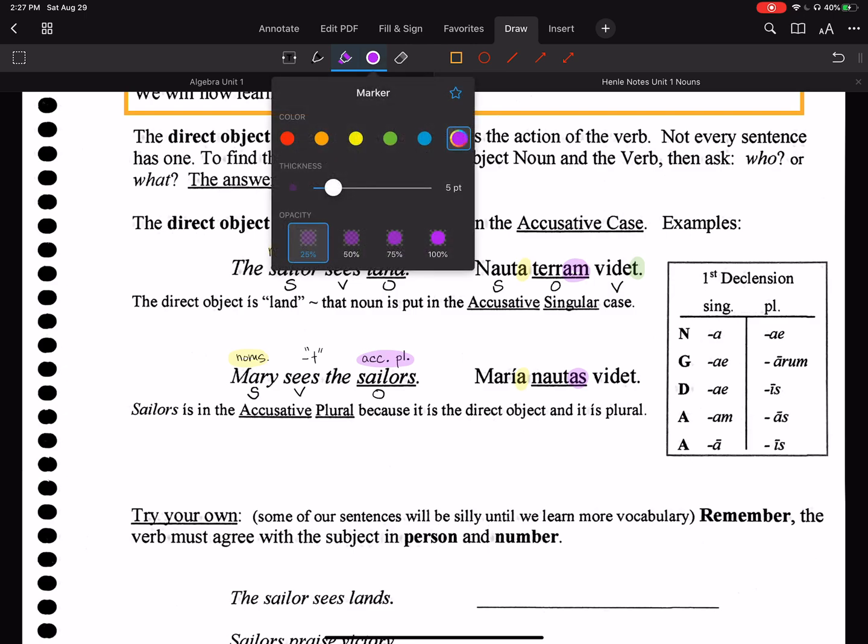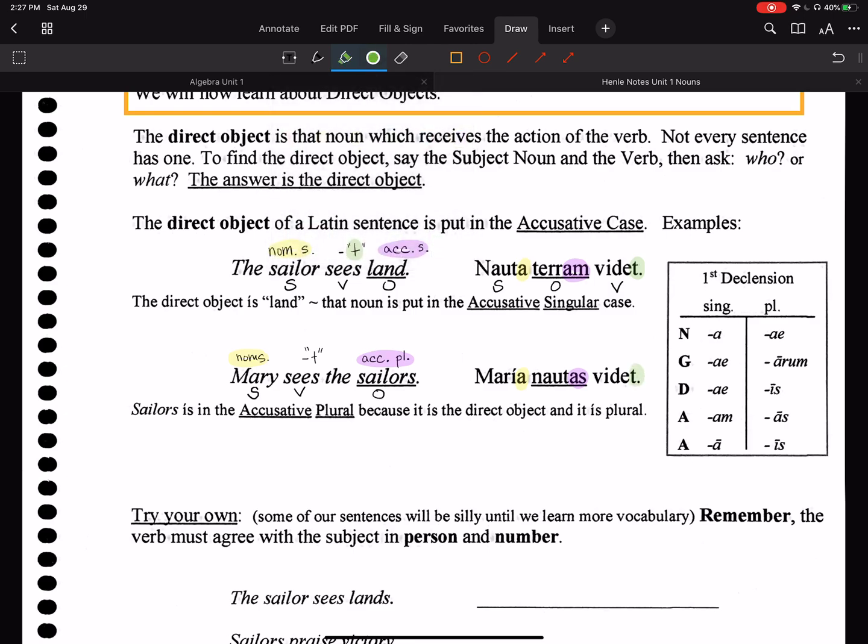And then the T on the end of the verb to indicate that my subject is a he, she, or it. In this case, it's she. So Maria nautas videt. And that's going to be, if you're thinking in terms of word order, subject, object, verb.